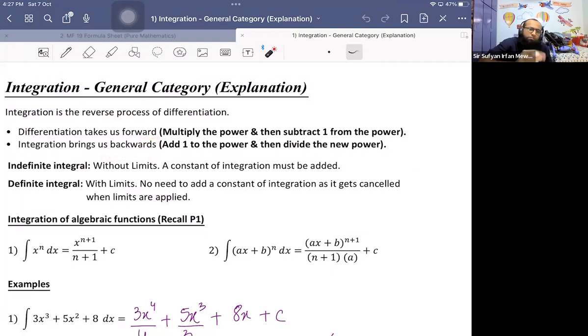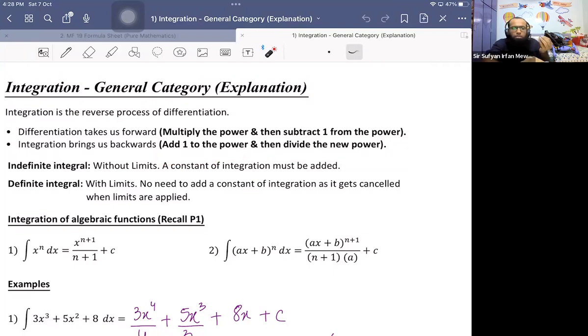This means in integration, we have to do something which is opposite to that of differentiation. If we talk about normal algebraic functions, in differentiation we multiply the power and then subtract 1 from the power. If it's x power n, then we multiply the power and the power gets subtracted by 1. So in integration, we add 1 to the power and then divide by the new power.